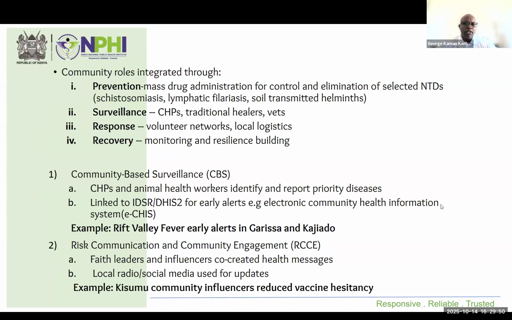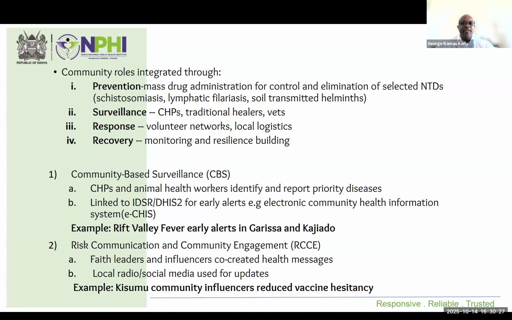So community roles integrate. How do we engage communities? One, in prevention, we are able to do mass drug administration, whereby we give drugs in schools together with the Ministry of Education in school health programs, where we are able to do elimination of neglected tropical diseases such as schisto, lymphatic filariasis, and the soil transmitted illnesses. So at this level, we are able to engage the community in mobilization, even reaching out to households to make sure that every member is reached.